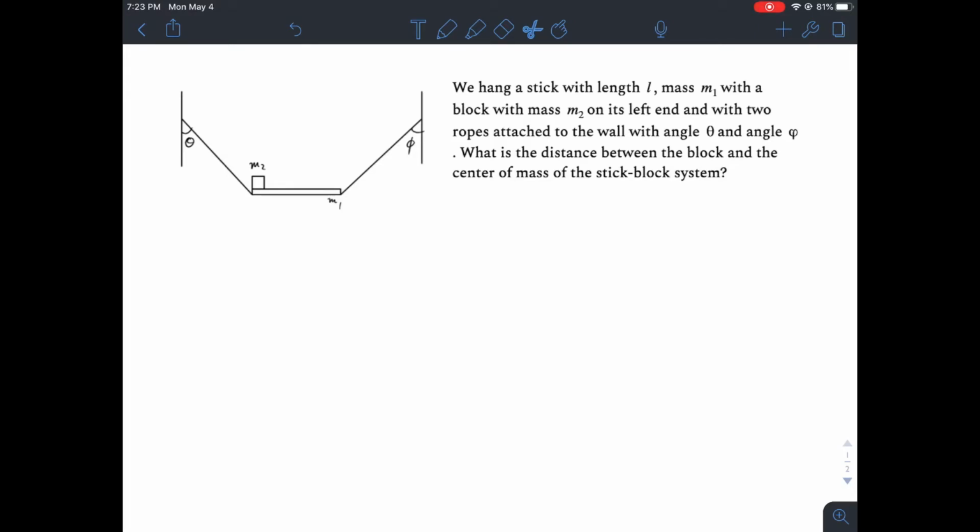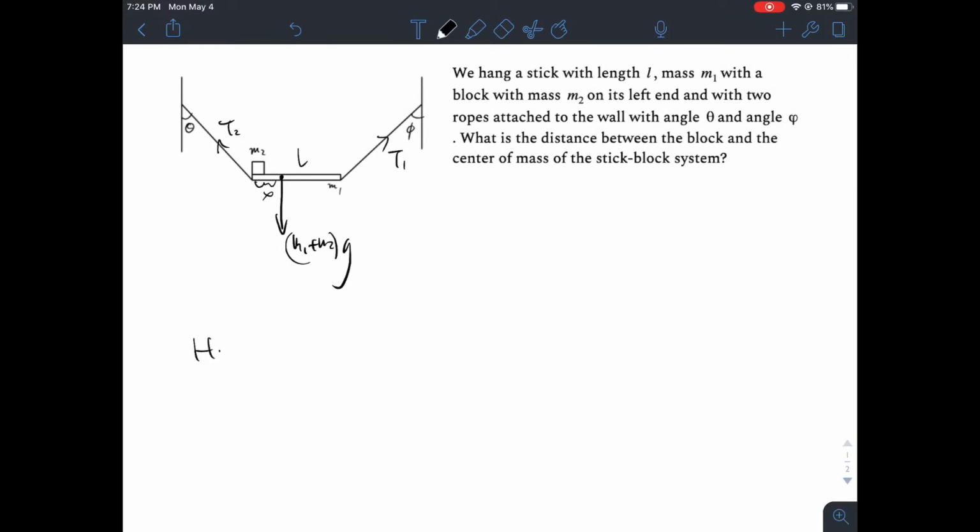Let's lay all the forces here. Let's assume this point as the center of mass of both block and stick. We have gravitational force, distance will be x, total distance is L, and we have two tension forces, T1 and T2. Then let's balance the force.